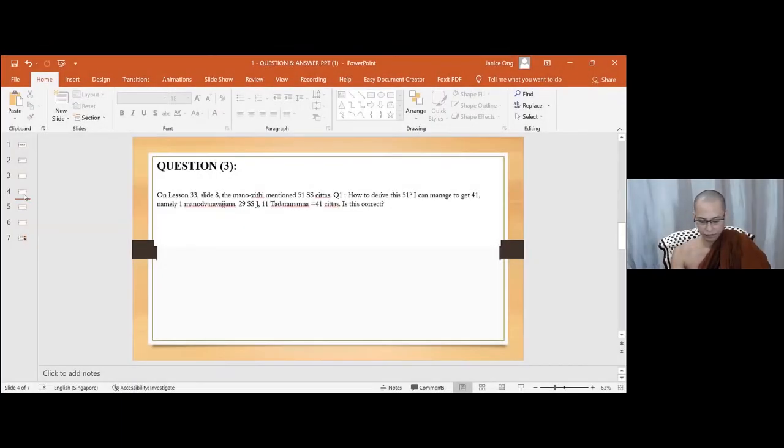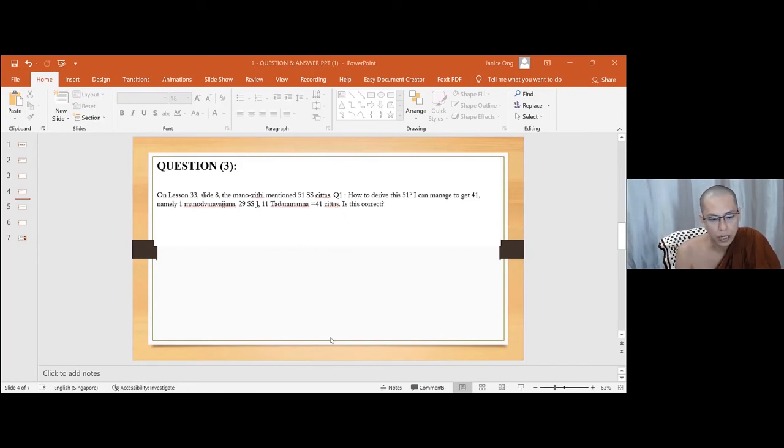Dear Bhante, on lesson 33, slide 8, the Mano Vithi mentioned 51 cittas. How to derive these 51? I can manage to get 41, namely Manodvaravajjana 1, 29 sense sphere javana, 11 tadarammana, totaling 41 cittas. Is this correct? Okay, I need to check it again. Yes, that is right.